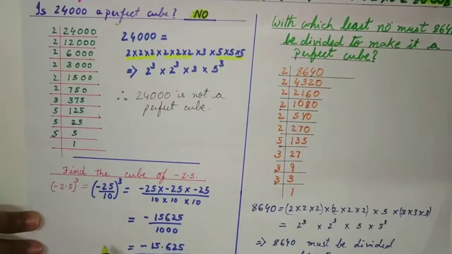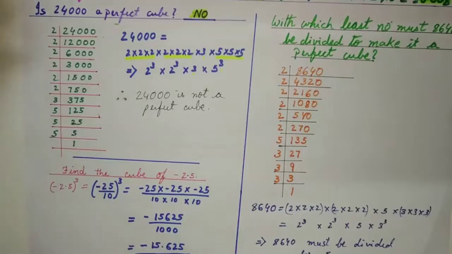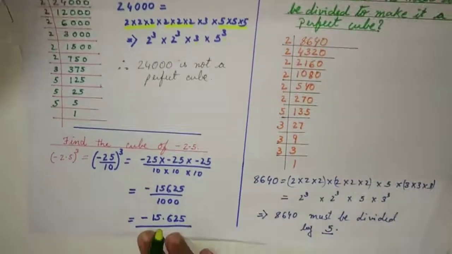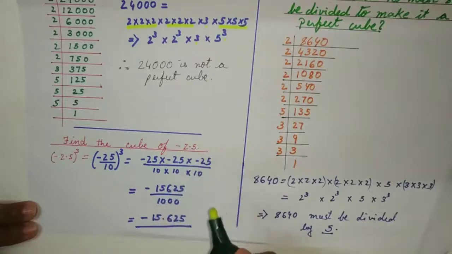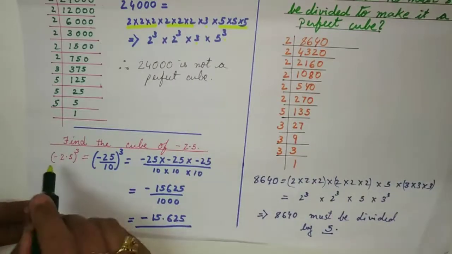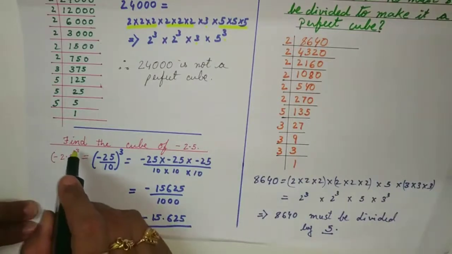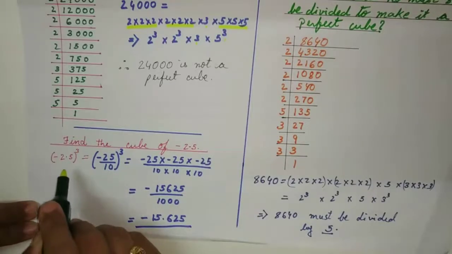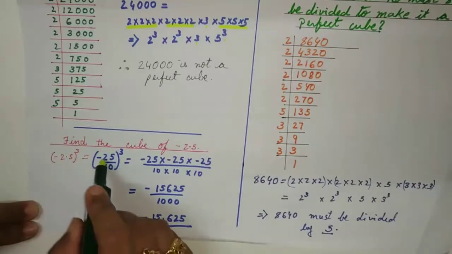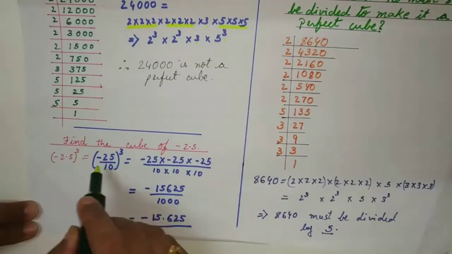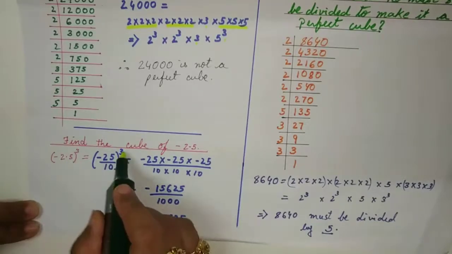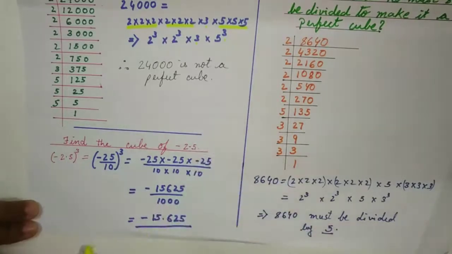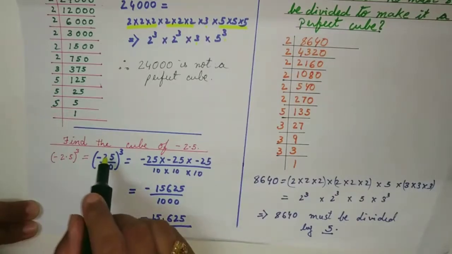I have done it as: find the cube of minus 2.5. That means minus 2.5 raised to the power of 3. Minus 2.5 can be written as minus 25 by 10, with 1 decimal place, to the power 3. So cube means, as we started this video, multiplying this number thrice.